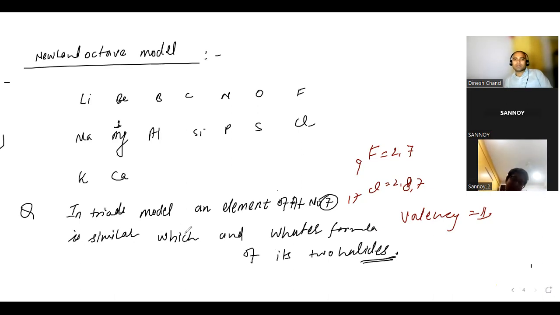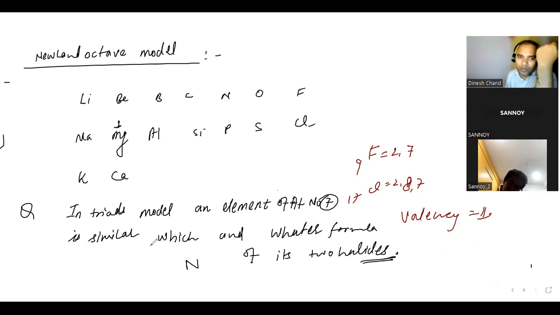Sir, actually, this element of atomic number 7 would be nitrogen. And sir, similar to halides. Sir, what is the meaning of halides? Halide means halogen. That is, a compound with any of the halogen elements. With the halogen, any of the halogen. So which is the other element?